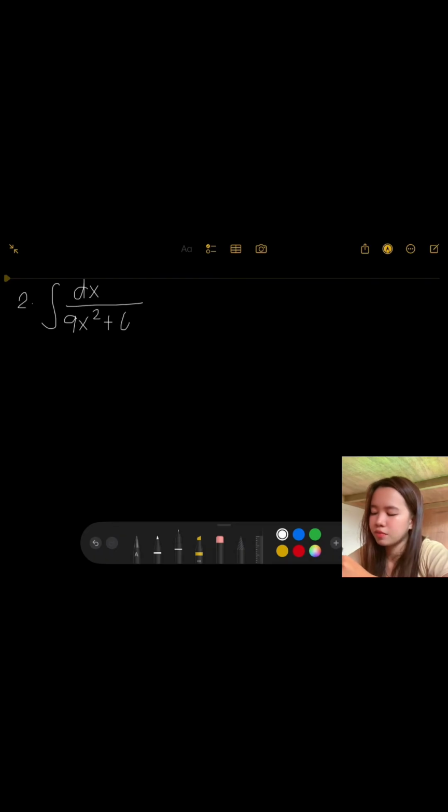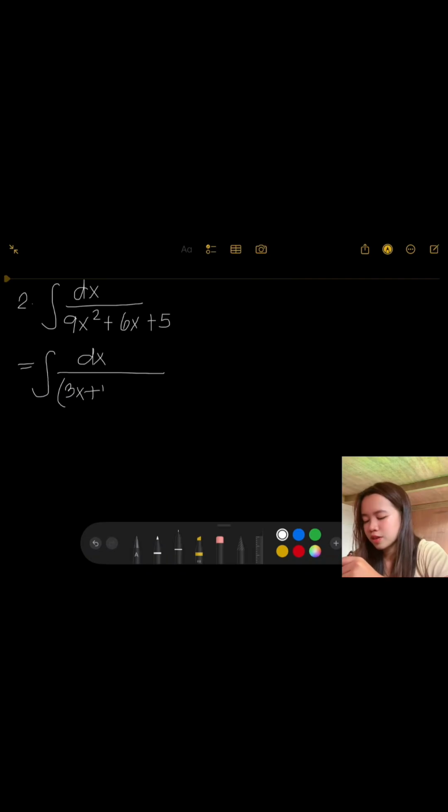Our next example is the integral of dx over 9x squared plus 6x plus 5. If we see this, we know that this is arctan. So we should make this 9x squared plus 6x plus 5 into x squared plus a squared. So we will get the perfect square of this. So this will become the integral of dx over 3x plus 1 squared plus 2 squared.